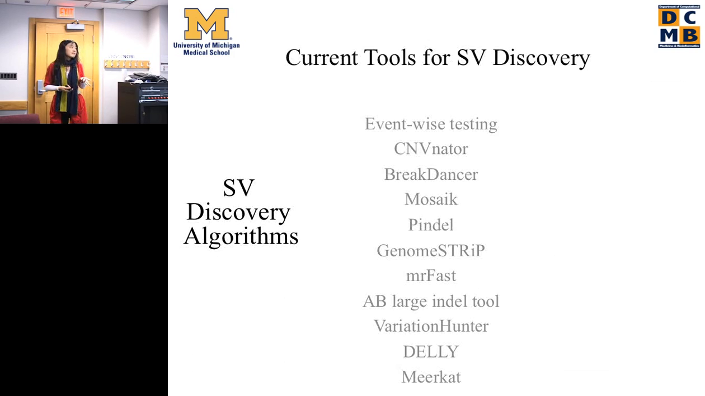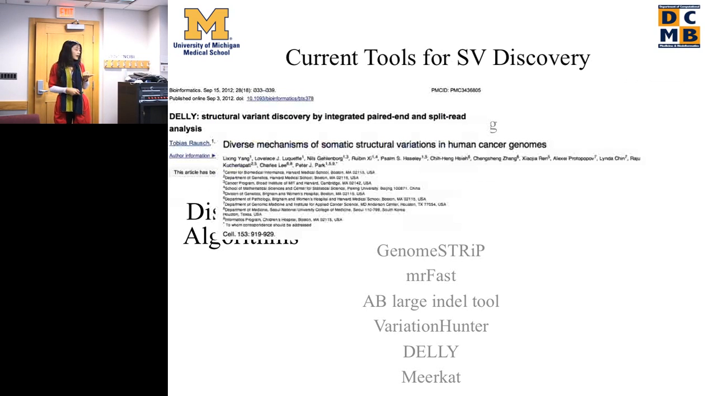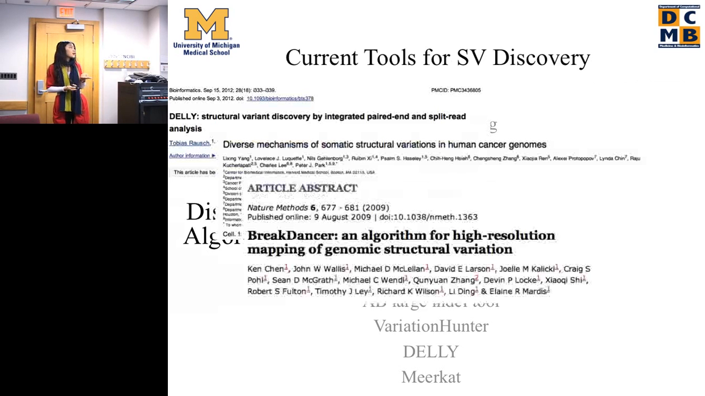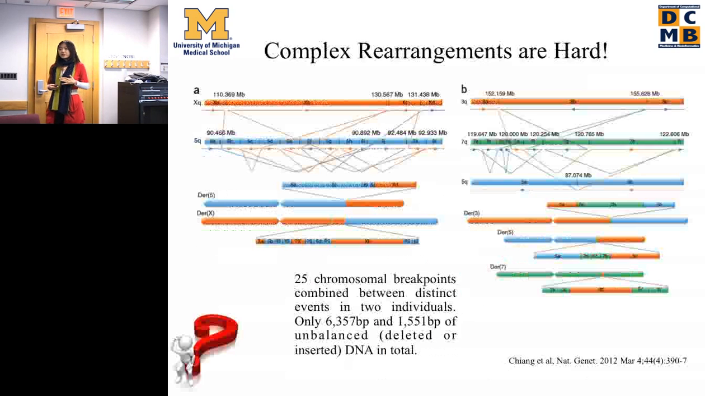There are a lot of methods already there to study structural variants. We have DELLY, we have Meerkat here, which works pretty well, and also we have BreakDancer. All those methods have been published before. They work pretty well, I think, on simple structural variants like one-step deletion or one-step inversion, things like this. But in reality, the situation is really not this simple.